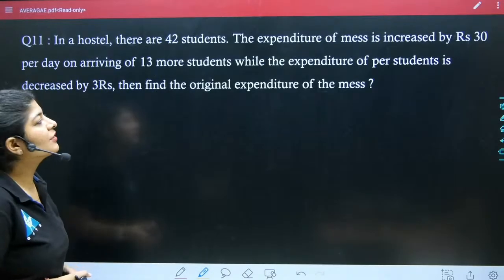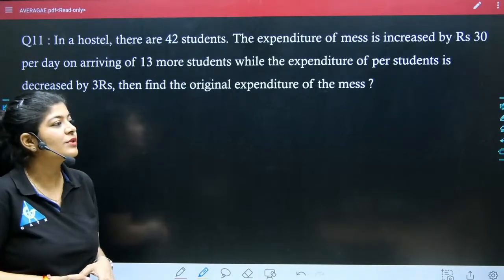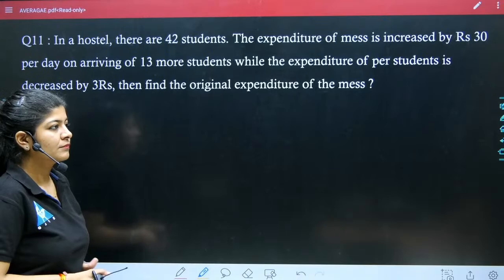What is the correct answer of this question? This is the exact similar type of question. We just change the values in this one.